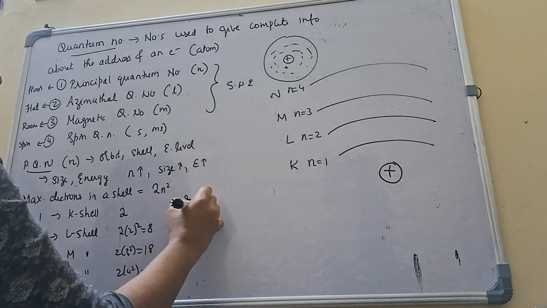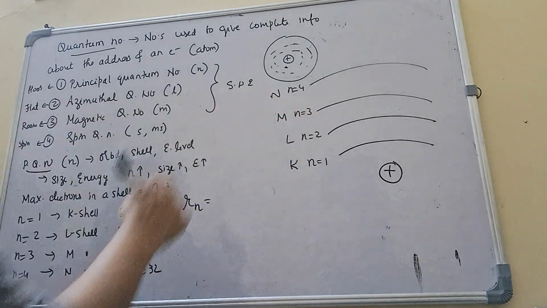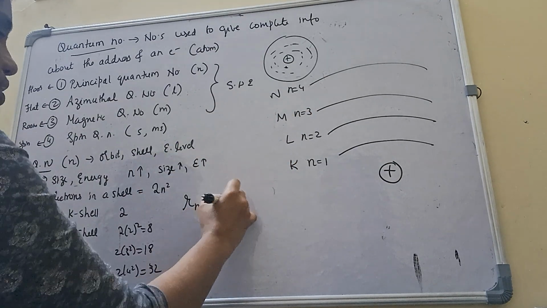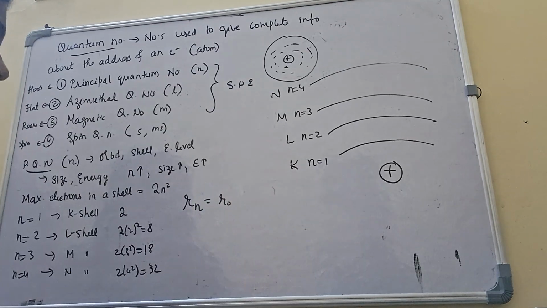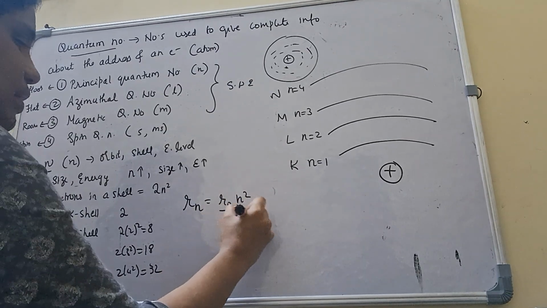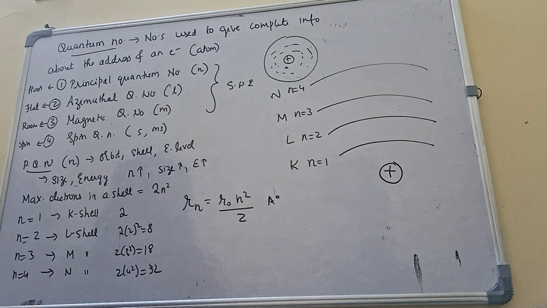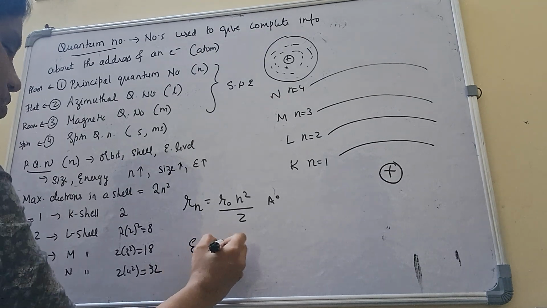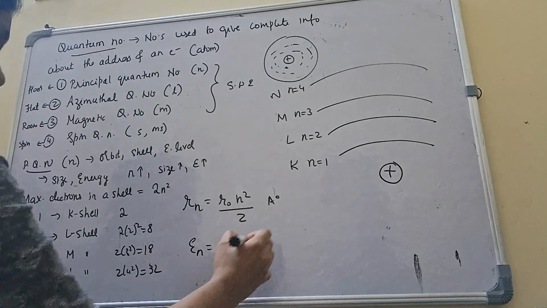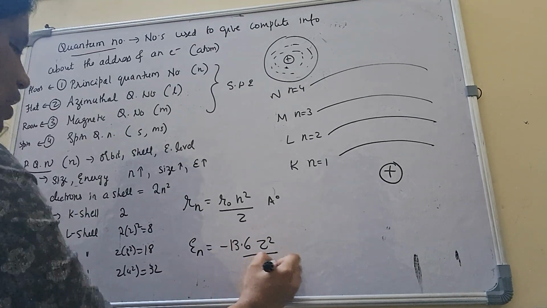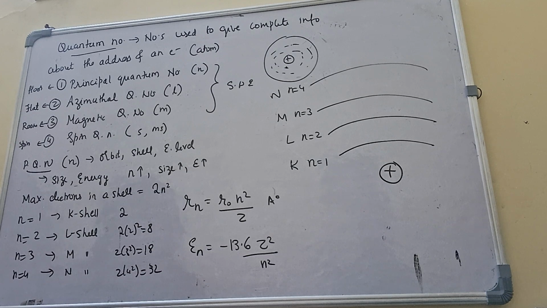And we have already studied how to get the radius of the nth shell, like n is equal to 3. How do I get that? It is R naught n square by Z, in angstrom. And I have told you the formula for R naught also, and what the value of R naught is. And what is the energy of the nth shell? In terms of eV, if I have to write, it is minus 13.6 Z square by n square. So this is the energy. This is about the principal quantum number.